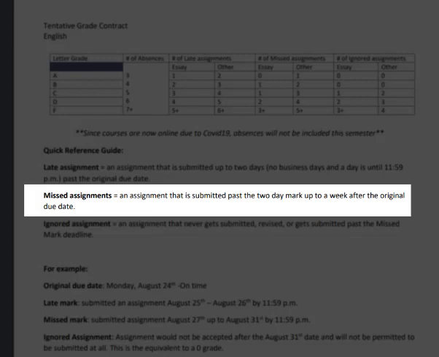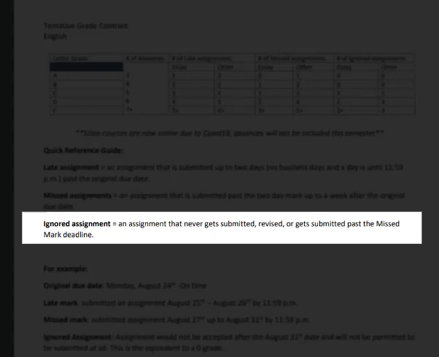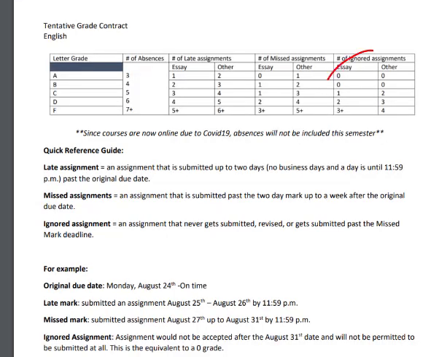For the ignored assignment, this is not a completed assignment. This is an assignment that never gets submitted. You never revised it or resubmitted it, or your attempt to turn it in is past the week mark. Those will get ignored, and you will not have the opportunity at any point in the semester to ever turn that in. So you can see against the chart that those numbers are relatively lower, so as to, of course, encourage you to get your assignments in.